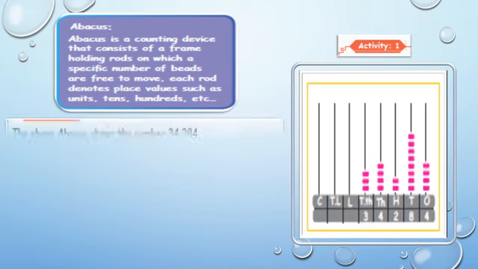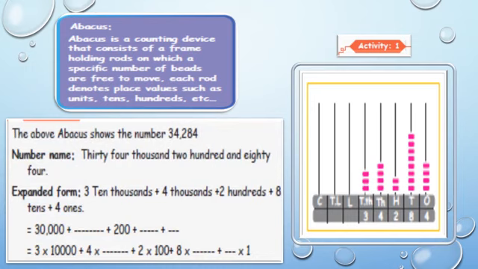Okay, now here is the question. Look at here. The above abacus shows the number 34,284. Okay, the number name is also given: 34,284. So our answer is correct. Next, expanded form: 3 10,000 plus 4,000 plus 200 plus 8 tens plus 4 ones. So from this we are going to find this answer.